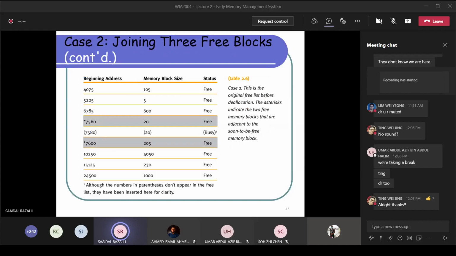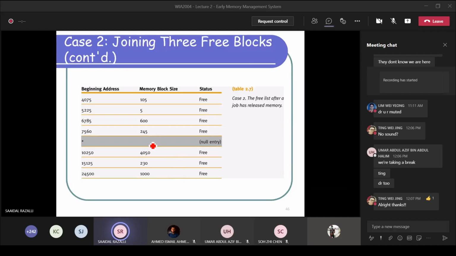So let's say you have here, okay, this is busy, but it's allocated between the 7580. This is busy, okay, this is busy, this is free, and this is free. 7600 just recently became free. So you have here busy between two, you have de-allocated between two free blocks, okay? This is the original free list from the de-allocation. That's why you get the 2 free memory blocks that are adjacent to the soon to be free memory block. So we have here 7560, 7580 plus 20. So this one is busy and both of these are free.